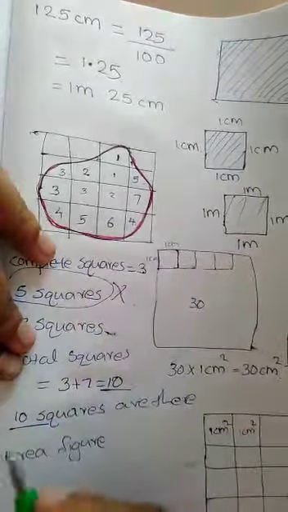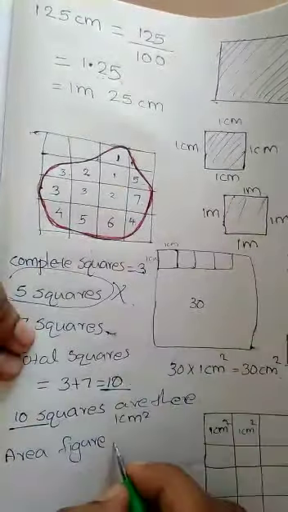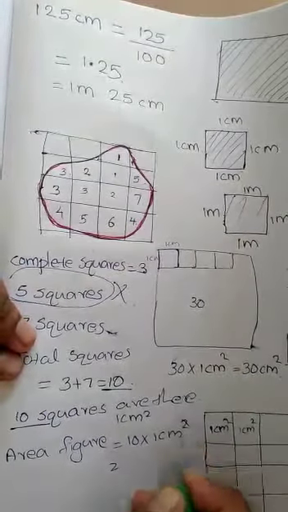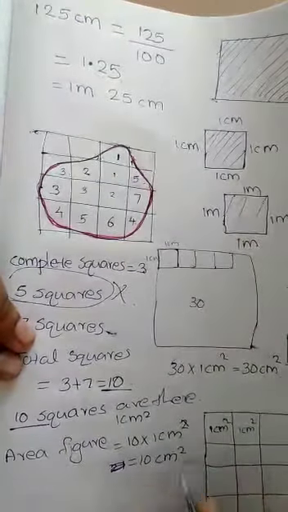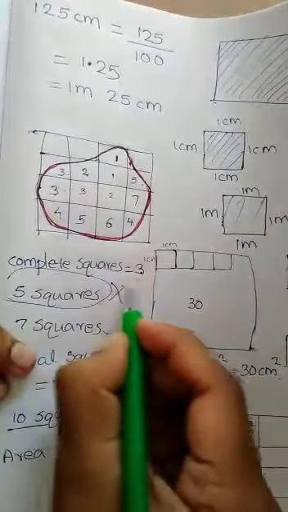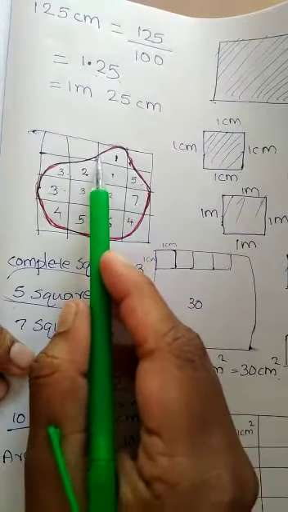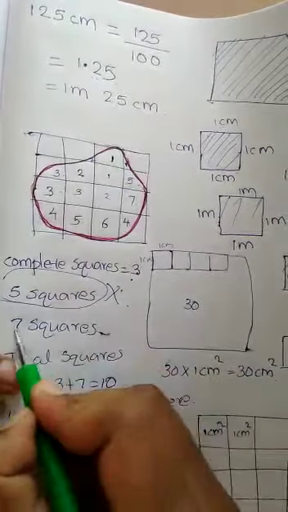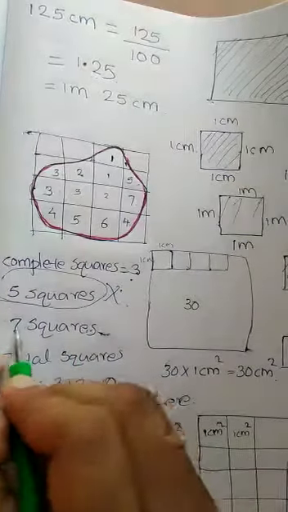Each square has area 1 centimeter square. Then the area of this figure equals 10 into 1 centimeter square, equal to 10 centimeter square. That is the area of this figure. What do we do? First count the number of complete squares. Next count the squares which are less than half of the full square. We neglect those. Then count how many squares are more than half and add these two.